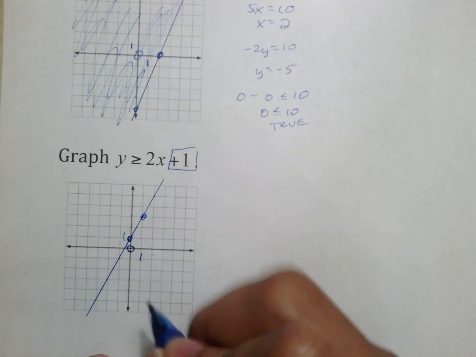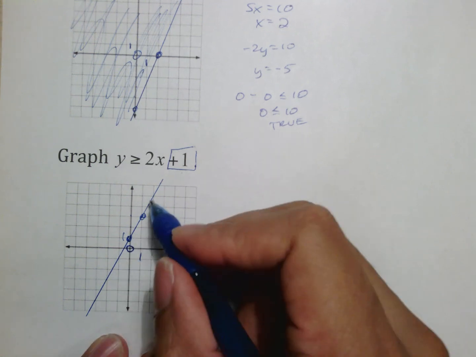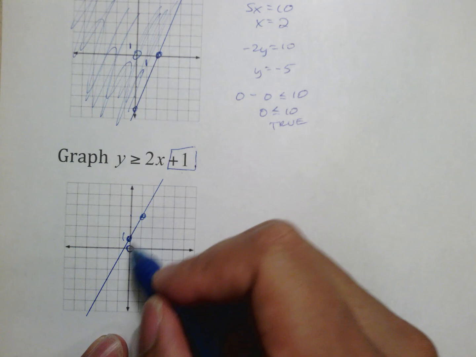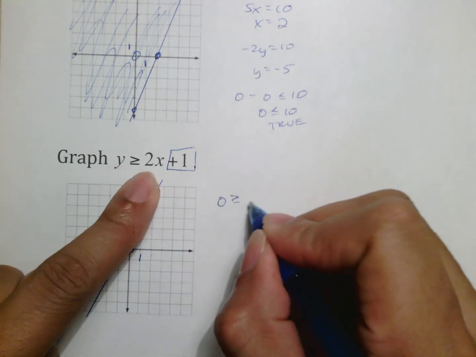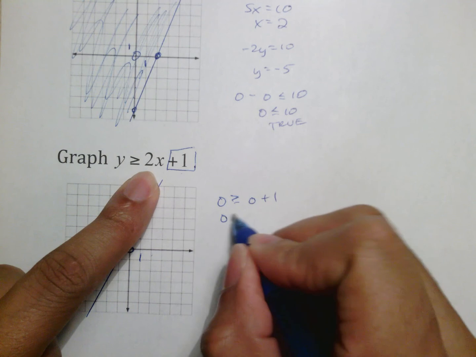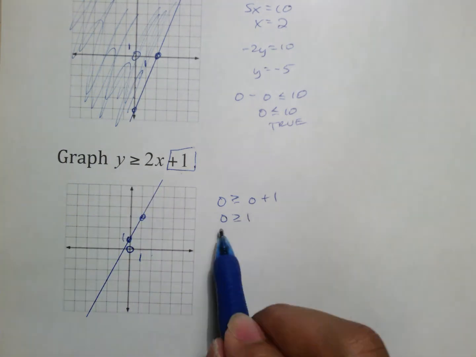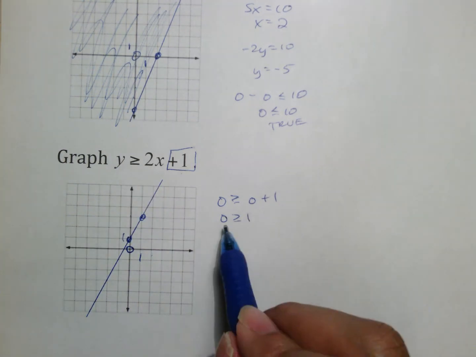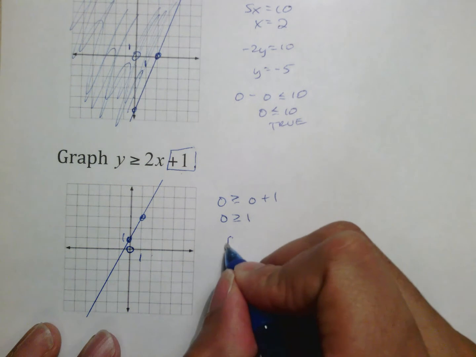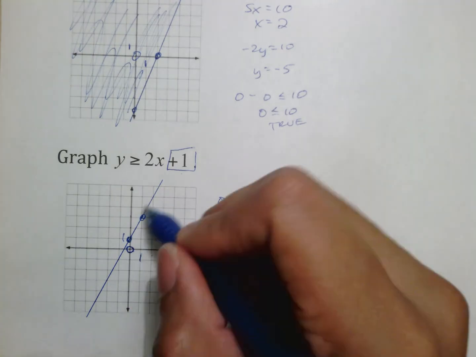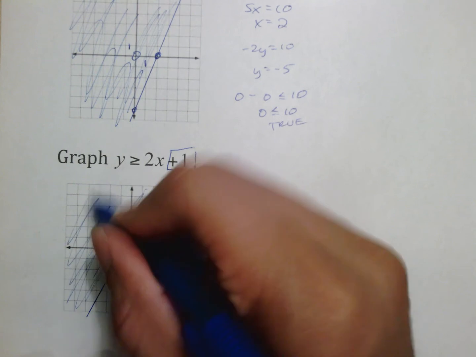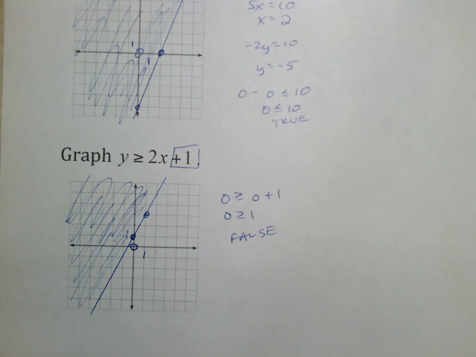I ask this person a question, and you have to use a ruler because sometimes your lines going crooked can put you on the wrong side. But I ask 0, 0 a question by turning my variable terms into zeros. Is 0 bigger than or equal to 1? Would the alligator choose 0 over 1? Nope, that is false. And so that means that this is not the good side. So this is the good side, and that is what we're doing with that.